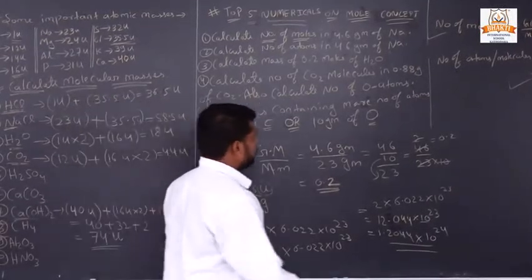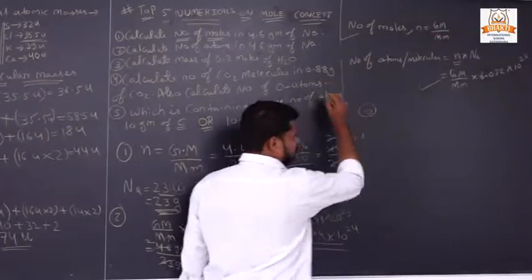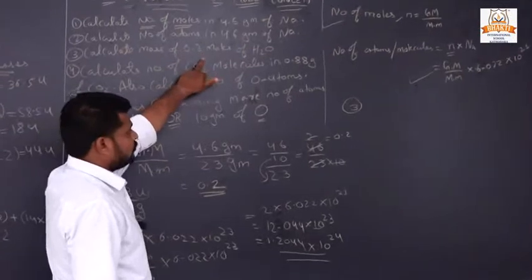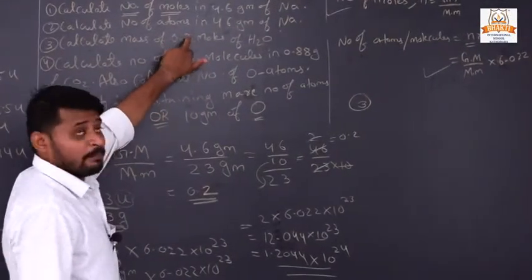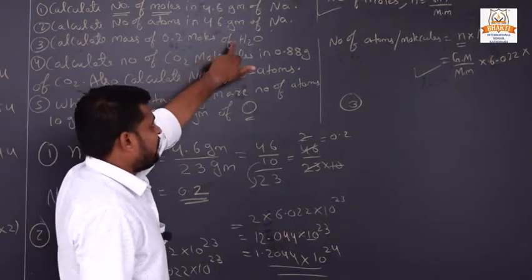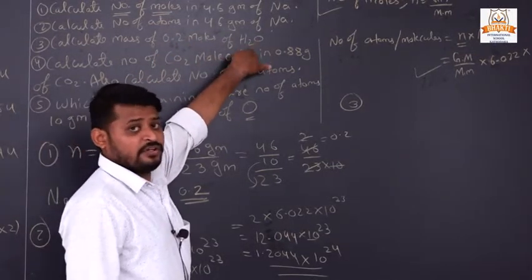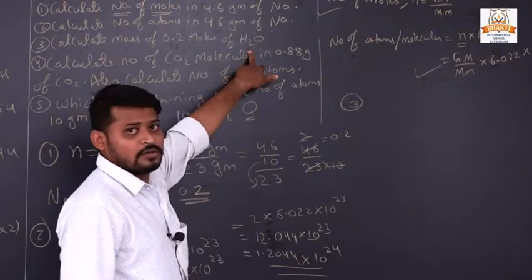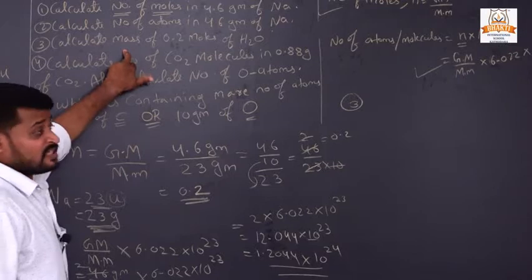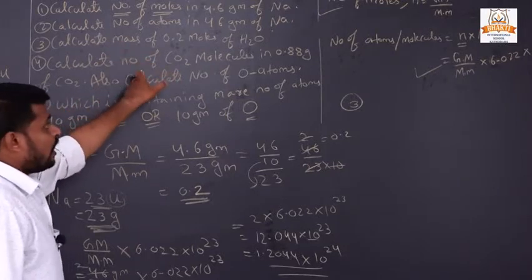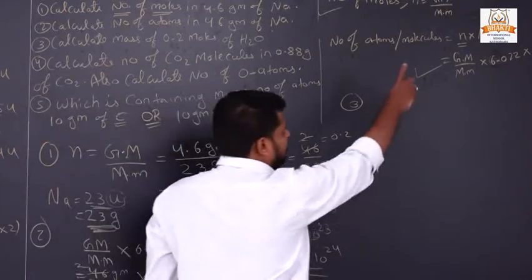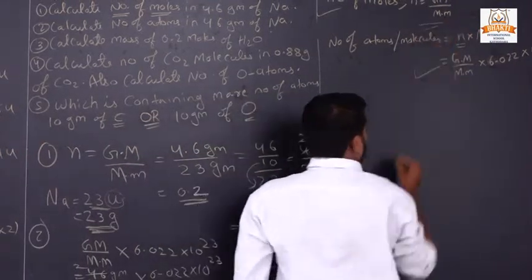Like that we have to find the third question. How will it be? Third question: calculate the mass of 0.2 moles of H2O. Here the number of moles is given, 0.2 moles of H2O, and molar mass we have to find for H2O, but in this we have to calculate mass. It means in 0.2 moles how much mass of H2O is there. We have to find the given mass. Then we have to use this formula.